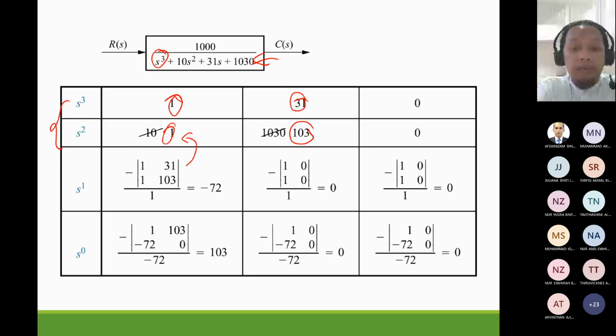And then similar to the second column, it's a negative determinant of 1, 1, 0, and 0, divided by the value of the row above. And then lastly, for the third column, it's a negative determinant of 1, 1, and then 0 here, divided by this value 1 here.